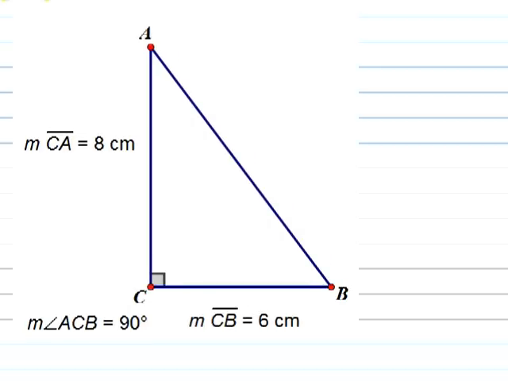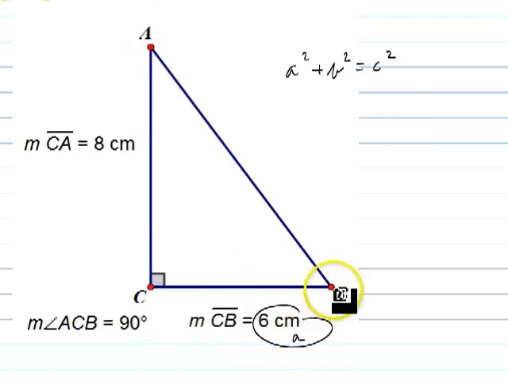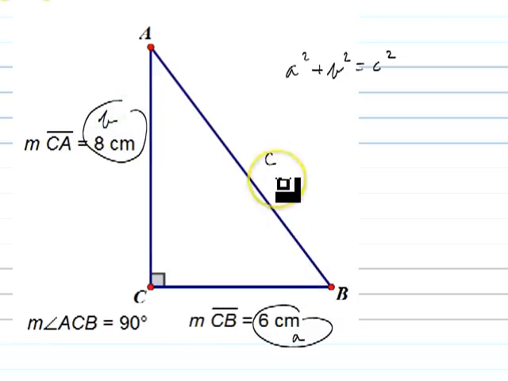The Pythagorean theorem says that if we have a right triangle, the relationship between the three sides is that a squared plus b squared is equal to c squared. With this problem, a is the side across from angle A, so a would be 6. b would be the side across from angle B, which in this case is 8. And c would be the side across from the right angle, which is the unknown in this case.